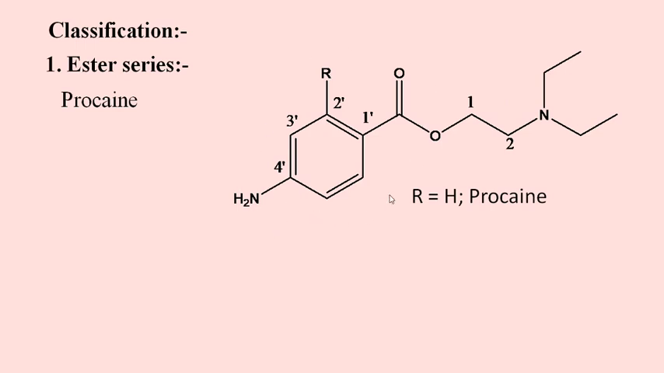Next, if this R is a chloro group, it will be chloroprocaine. Its IUPAC name is similar to procaine: 2-diethylaminoethyl 4-amino 2-chloro benzoate, and this whole is benzoate.